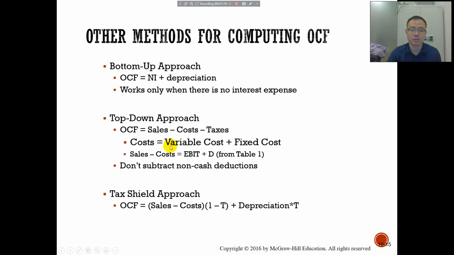All the costs include the variable costs and the fixed costs. Basically, it's the EBIT plus depreciation. This amount will be taxed. That's why you should multiply it by 1 minus t. But the tax shield is depreciation times t.